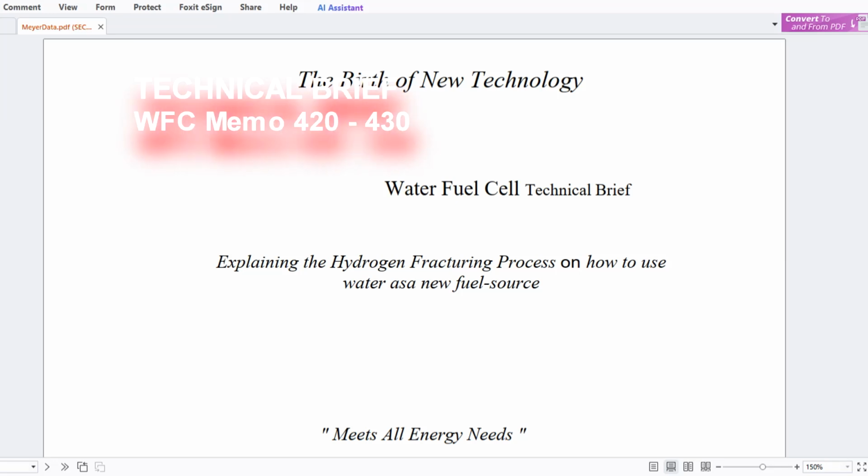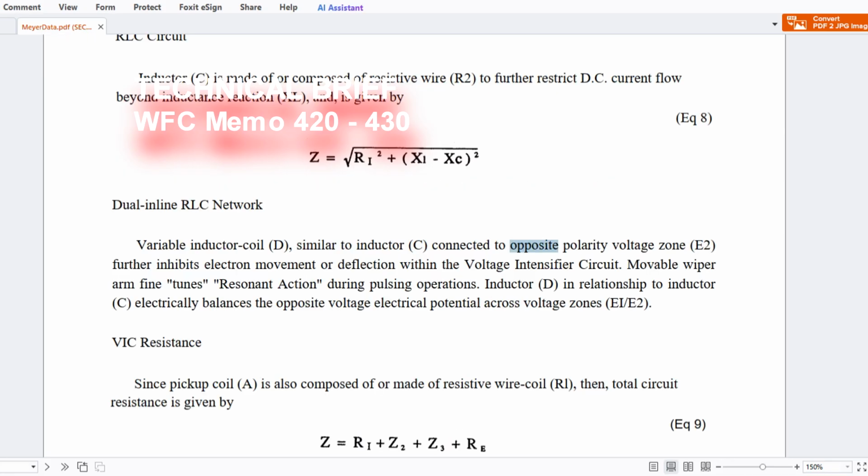The birth of new technology. Water fuel cell technical brief. We're going to be searching this document for words called opposite.